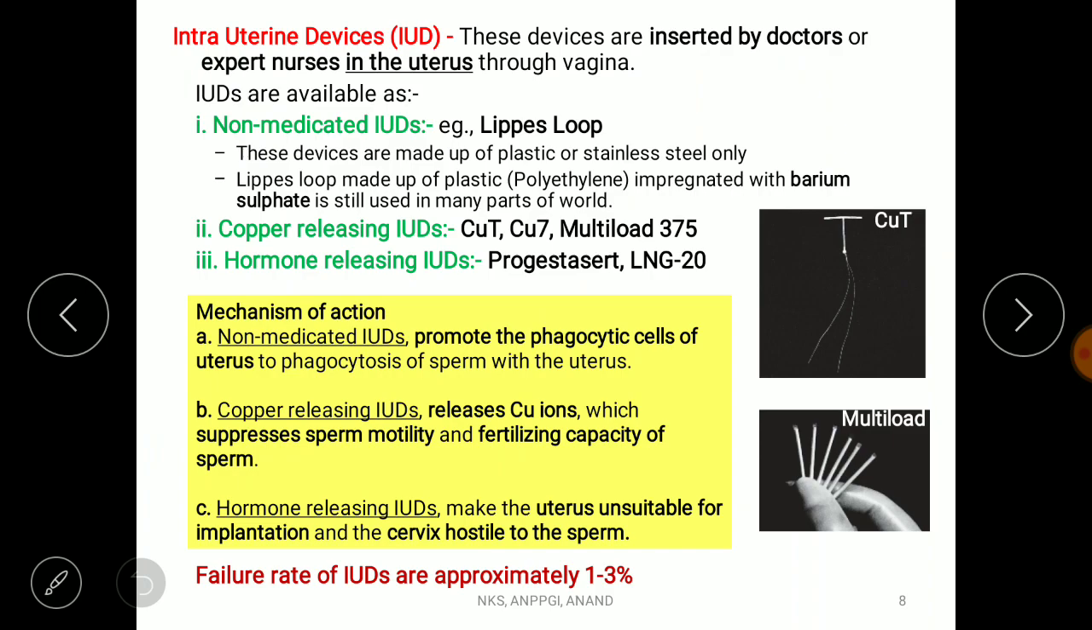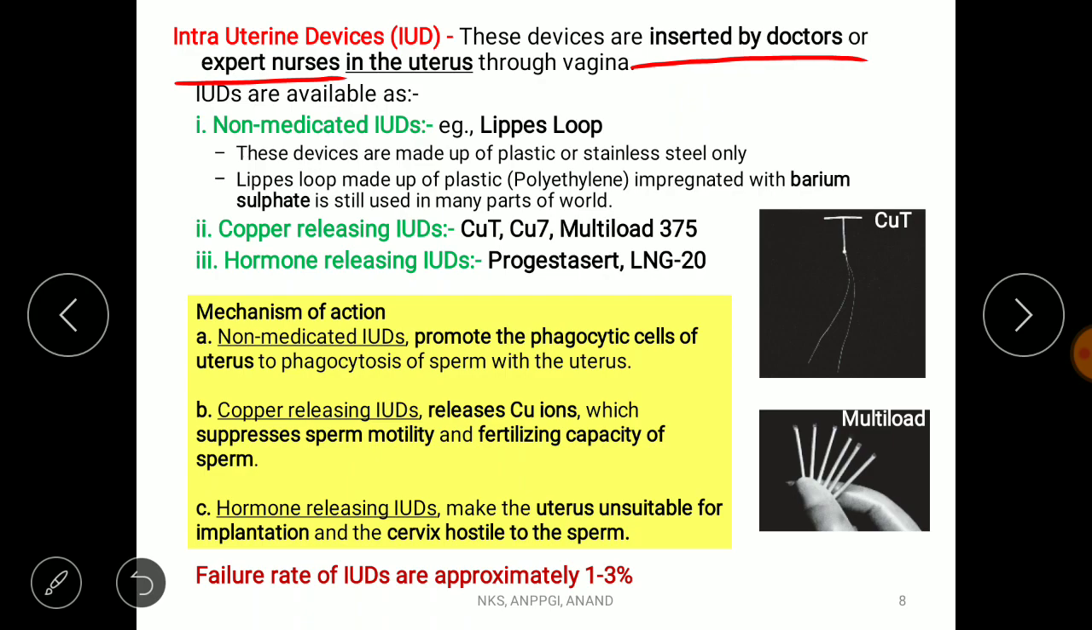Another very important barrier method is the intrauterine devices. So intrauterine devices, also called IUDs, are inserted into the uterus by the expert doctor or the expert nurses.